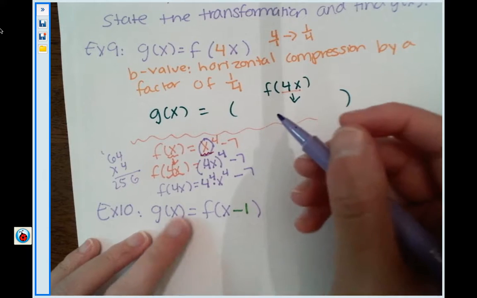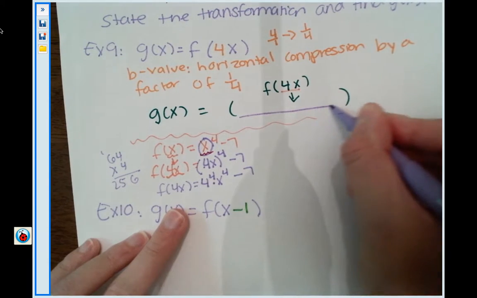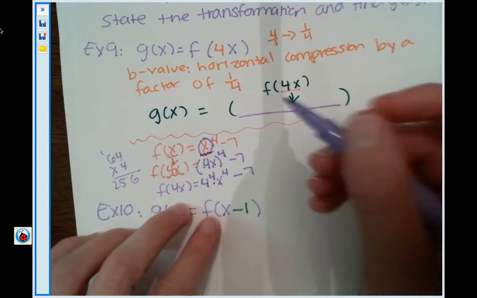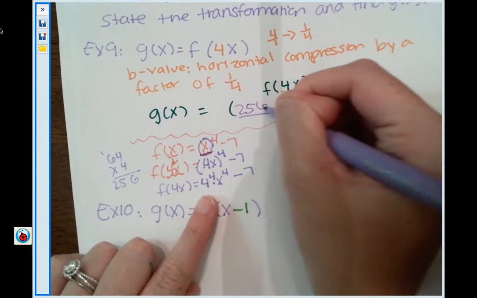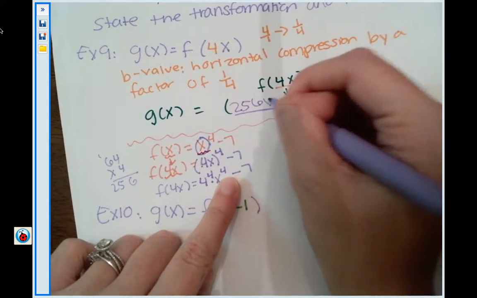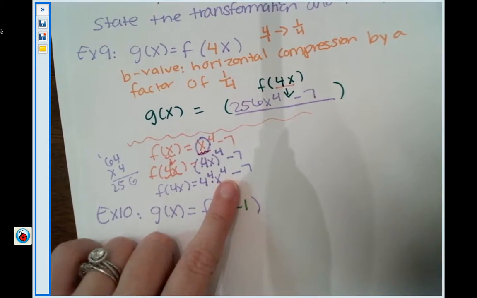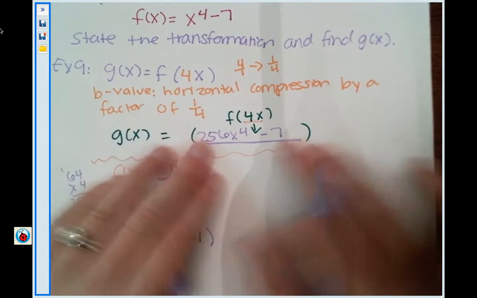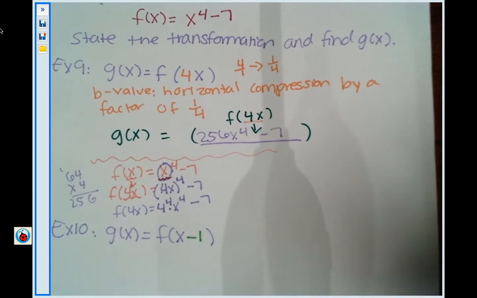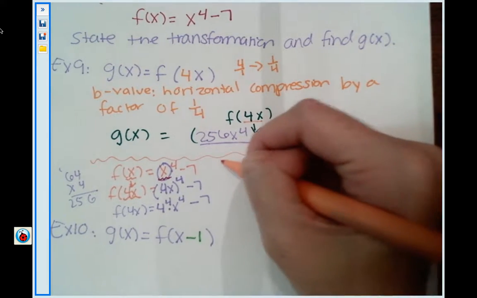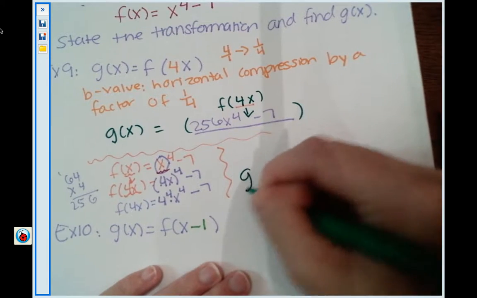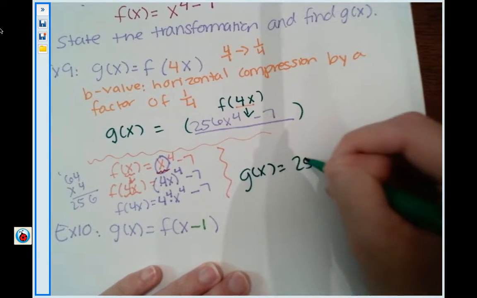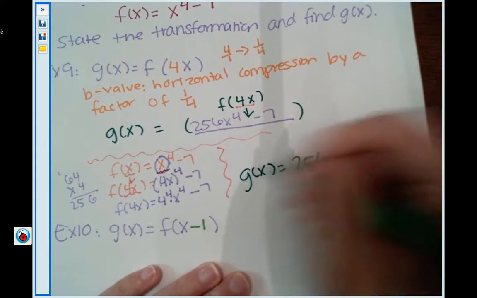Okay, so f of 4x, I'm going to write what I get up here, you guys, since we just solved this. So f of 4x ended up being 256 x to the 4th, and then minus 7. Okay, guys, and since nothing else is added or subtracted, that would be my answer. So I don't need my parentheses anymore. So this was my scratch work to figure out what goes in the parentheses. So my final answer for g of x will be 256 x to the 4th minus 7.